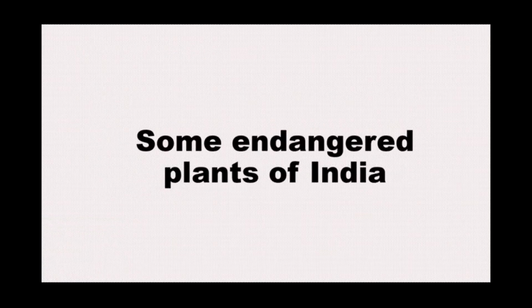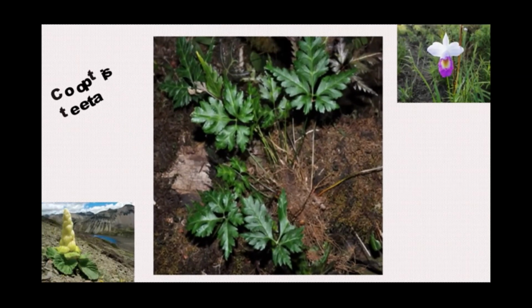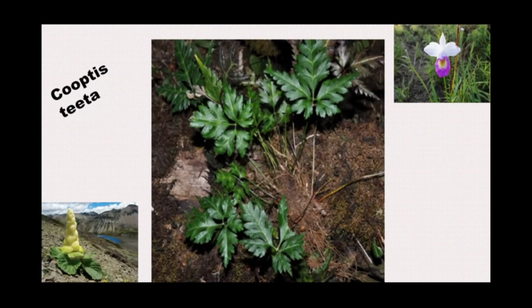So now let us see some of the endemic and endangered plant species of India. Now this plant is Coptis teeta. This is found in the Dibang Valley and Anjaw Valley of Arunachal Pradesh. Now this is a medicinal plant. It has a high medicinal value.